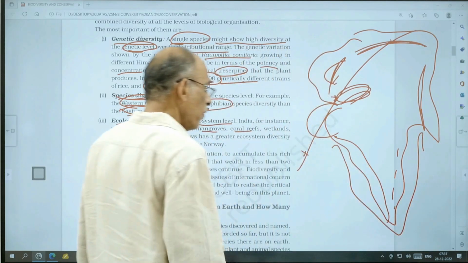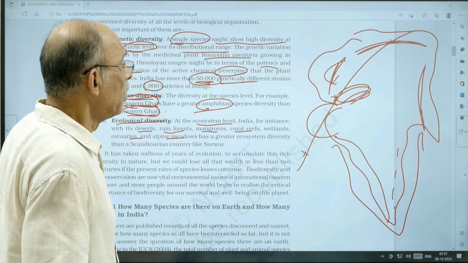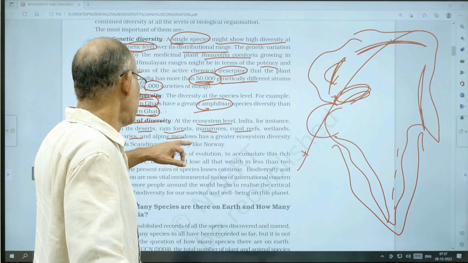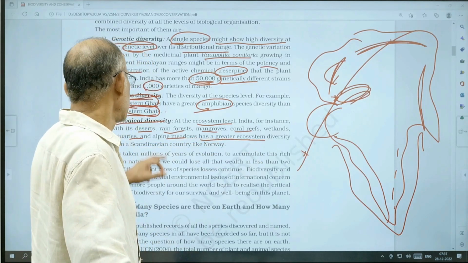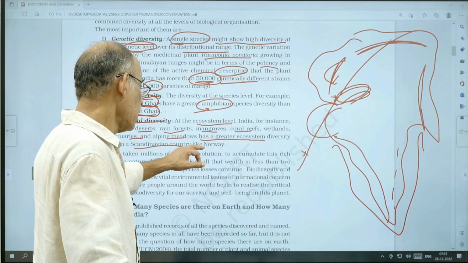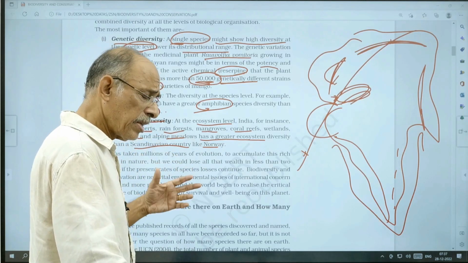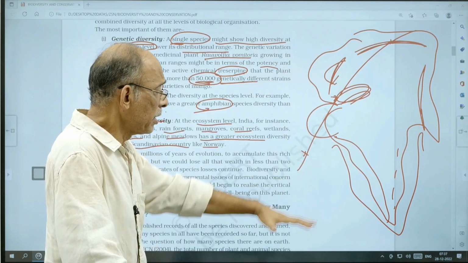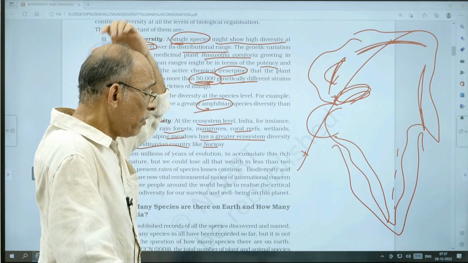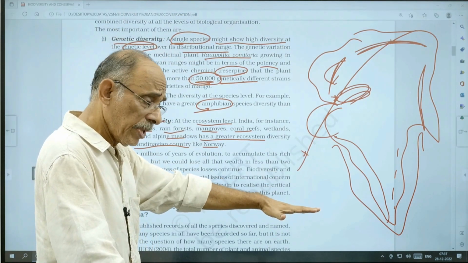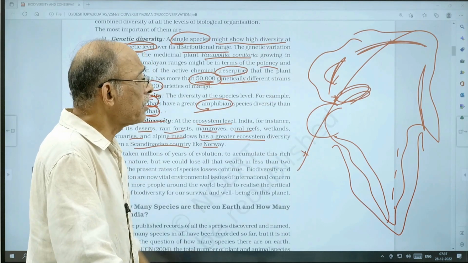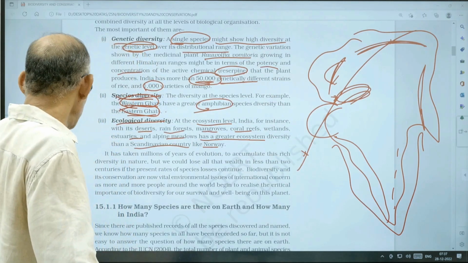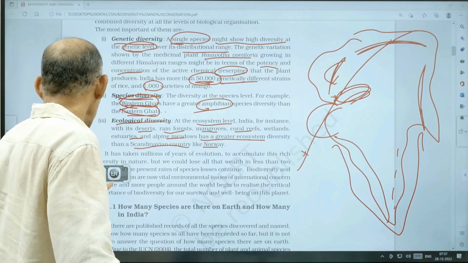Like that, we have different types of ecosystems, and this is a greater ecosystem diversity than in a Scandinavian country like Norway, a European country. So we have almost all the ecosystem conditions of the world in India, from the Himalayas to the Arabian Sea. So all sorts of ecosystem conditions, and that is known as ecosystem diversity.